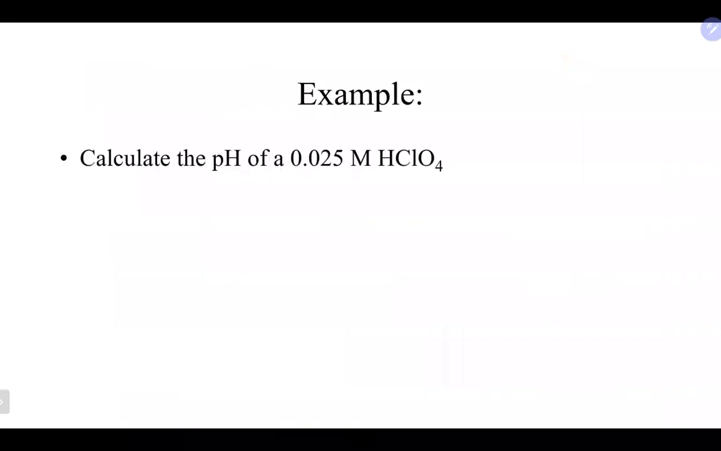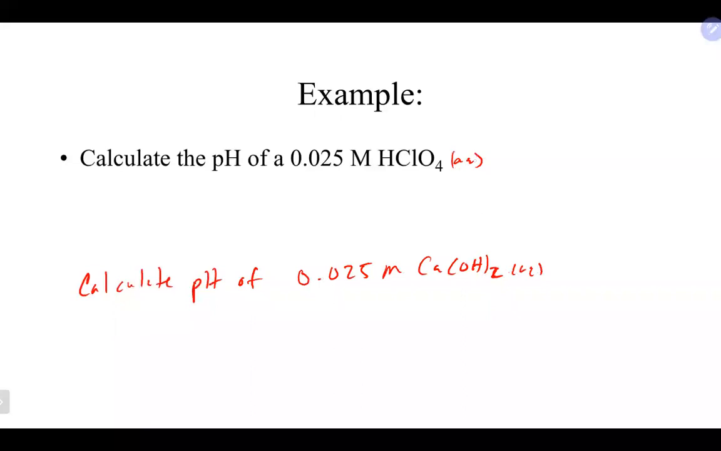All right, so why don't you try one here? Why don't you do this, and let's also calculate the pH of 0.025 molar. We'll do calcium hydroxide. You can assume it's a strong base in this example. All right, so calculate the pH of both of these here. See what you come up with.